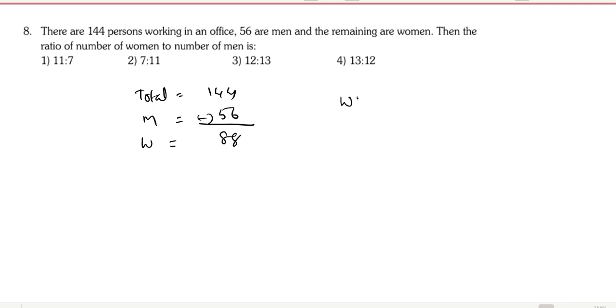Now, what we are asked to find out is the ratio between the number of women to the number of men. That is, the number of women is 88, the number of men is 56. As these two are divisible by 8, 8 elevens are 88, 8 sevens are 56. So the required ratio becomes what? 11 is to 7. So, if you observe the answer options, the first one is the correct one.